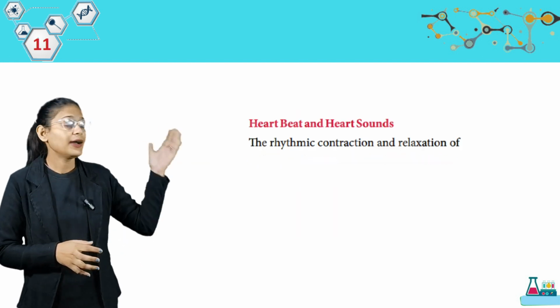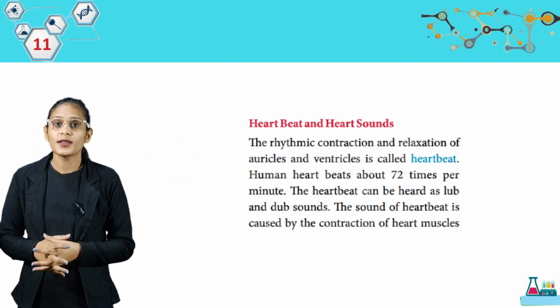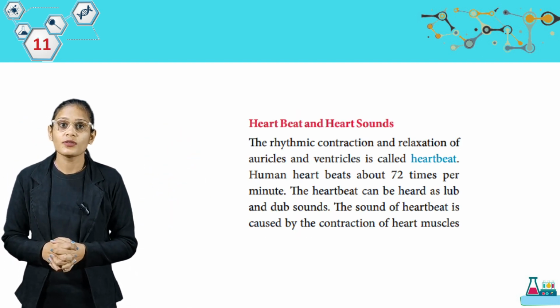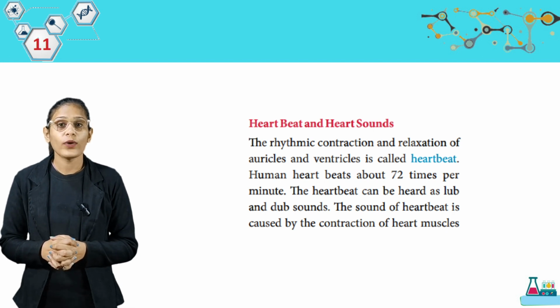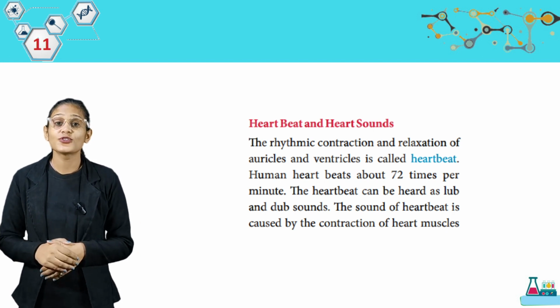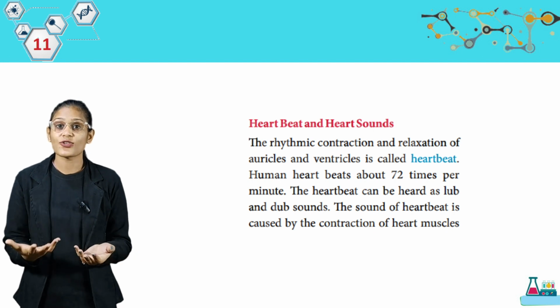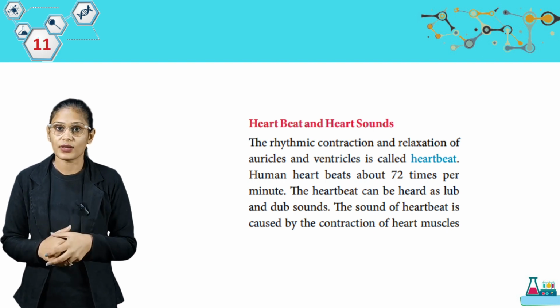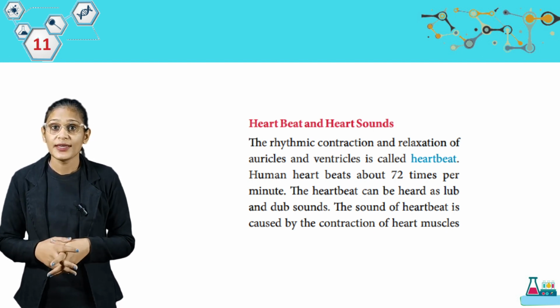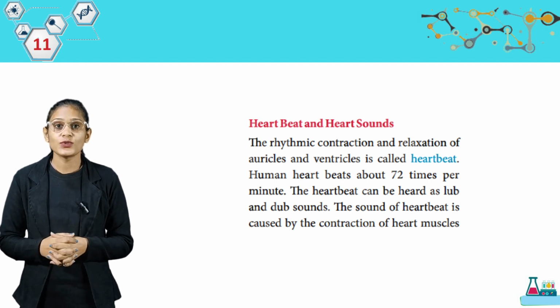Now we have heartbeat and heart sounds. The rhythmic contraction and relaxation of auricles and ventricles is called heartbeat. So students, what is this? Contraction and relaxation of auricles and ventricles. So that is our heartbeat. Human heart beats about 72 times per minute.